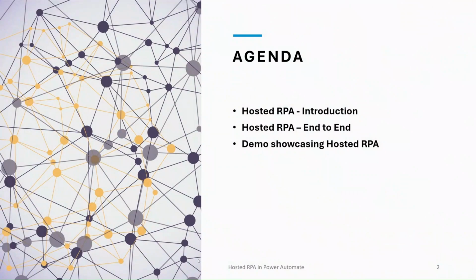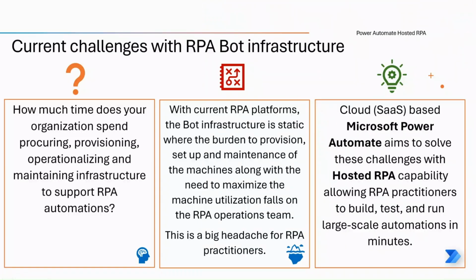in Power Automate. The challenges with current RPA bot infrastructure are multifaceted. One of the main challenges faced by many organizations is the long approval cycles and costly deployment and maintenance of infrastructure for the RPA automations, which can actually hinder the adoption and efficient implementation of RPA at many of the organizations. Another key challenge facing RPA practitioners is adjusting this bot infrastructure to the changing business needs.